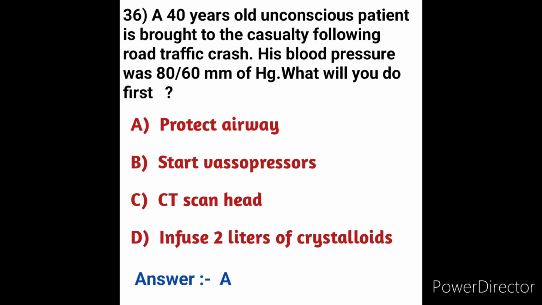crystalloids. Here the simplest way of ensuring an open airway in an unconscious patient is to use the head tilt and chin lift technique. Option A is the correct answer, protect airway. The simplest way to ensure an open airway for the unconscious patient is the head tilt and chin lift technique, thereby lifting the tongue from the back of the throat. So option A is the correct answer. This is one of the CPR steps. Next, move on to question number 37.